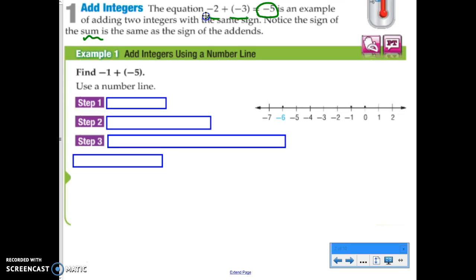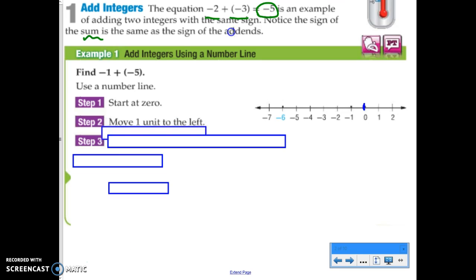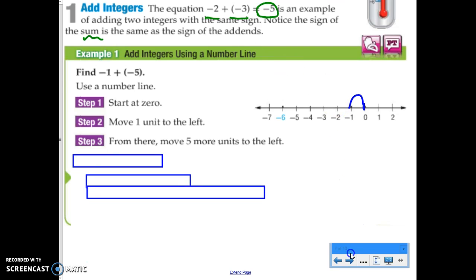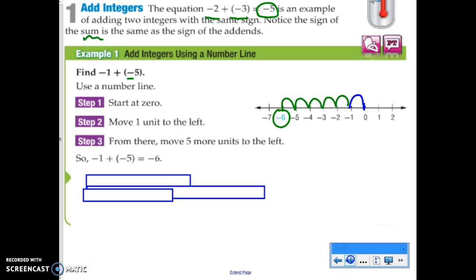So we'll add integers using a number line. Here it says find -1 plus -5. So the first step that we do is we start at 0. So find 0. The second step, it says move 1 unit to the left. So I'm going to move 1 unit to the left to represent my -1. Okay? And then the next step says from there, move 5 more units to the left. 1, 2, 3, 4, 5. And I move to the left because I know that I have a -5. So the answer to my expression is -6. Okay.